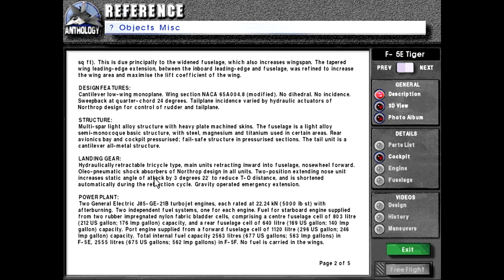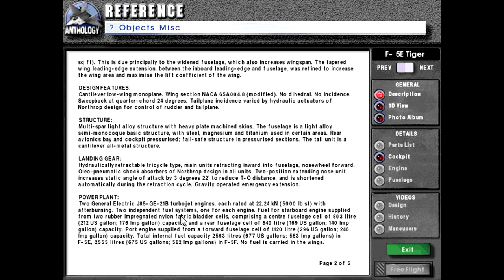Landing gear, hydraulically retractable tricycle type. Main units retracting inward in the fuselage, nose wheel forward. Oleo pneumatic shock absorbers of Northrop design in all units. Two position extending nose unit increases static angle of attack by 3 degrees 22 minutes to reduce takeoff distance and is shortened automatically during the retraction cycle. Gravity operated emergency extension.